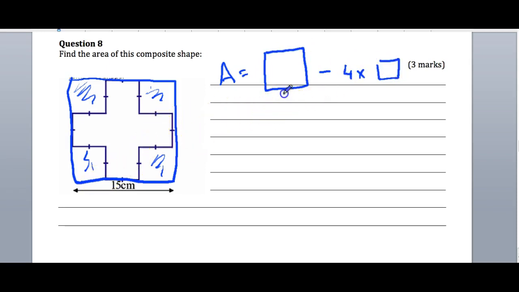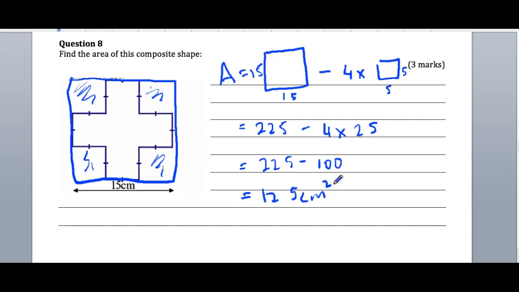Okay, so your big one is 15 and 15. And then your smaller is 5 by 5. Okay, so this requires you to know what 15 times 15 is. It's 225. Then minus 4 times 5 times 5, which is 25. I can't remember what the answer was. Oh, it was 125, wasn't it? There we go. It's always nice when you get the same answer.